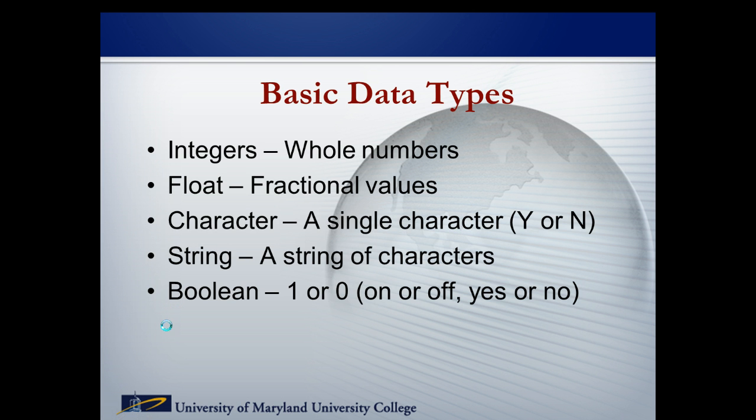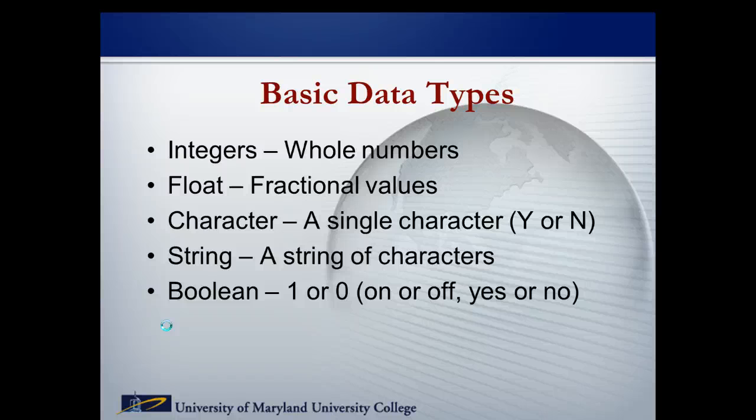So these are the data types that we're going to be using, and the top four are primarily the ones that we're going to be using: the integers, float, character, string, and then Boolean. Integers, of course, are whole numbers, and then floats are a fractional value of those whole numbers.